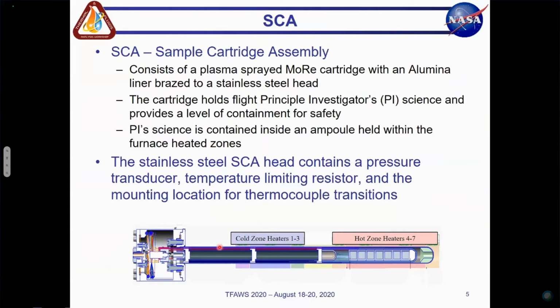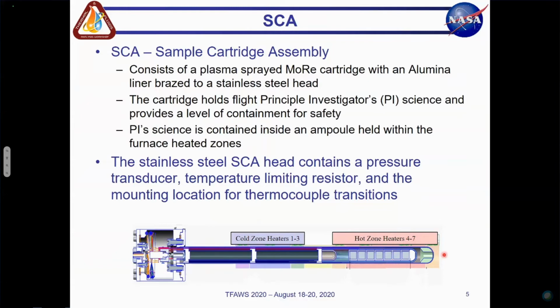So what is the SACA? The SACA stands for Sample Cartridge Assembly. It consists of a plasma sprayed molybdenum cartridge with an aluminum liner brazed to a stainless steel head. So the plasma sprayed tube is about an 18-inch long tube, and it's brazed into a stainless steel flange right here. And the cartridge holds flight principal investigators, or PIs, science, and provides a level of containment for safety.